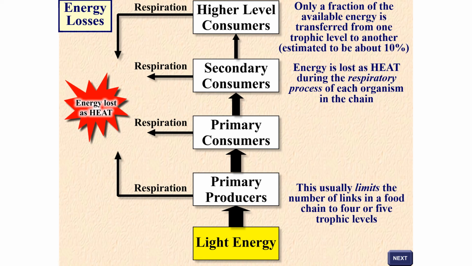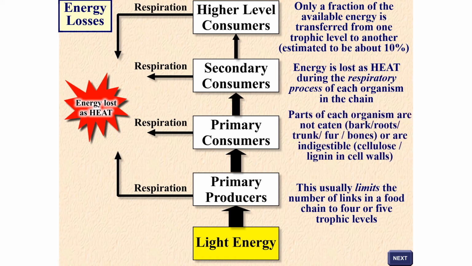But the thing here, it says, is only a fraction of the available energy is transferred from one trophic level to another, about 10%. Energy is lost as heat during the respiratory process of each organism in the chain. And also parts of each organism are not eaten, so bark, roots, trunk, fur, bones, for example, or are indigestible, so cellulose and lignin in cell walls of plants is indigestible. And that limits the number of links in a food chain to 4 or 5 trophic levels.